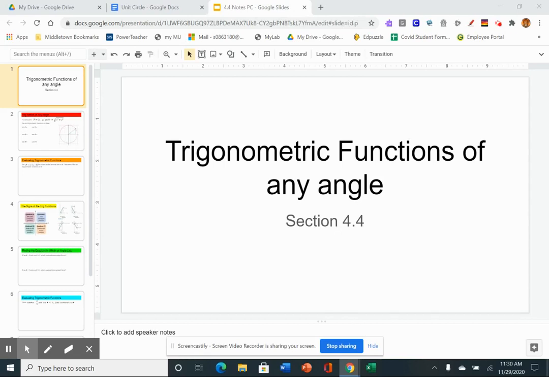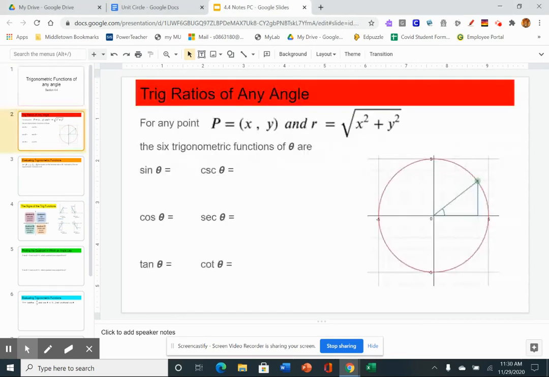All right, everybody. Today we are going to do trig functions of any angle. This is section 4.4. So first we're going to talk about trig ratios of any angle. For any point on your unit circle or in the coordinate plane xy, the radius equals the square root of x squared plus y squared. Think of it like a triangle and the Pythagorean theorem.